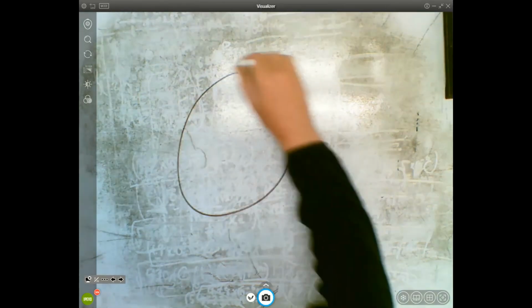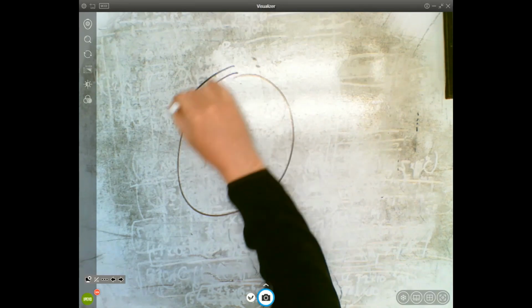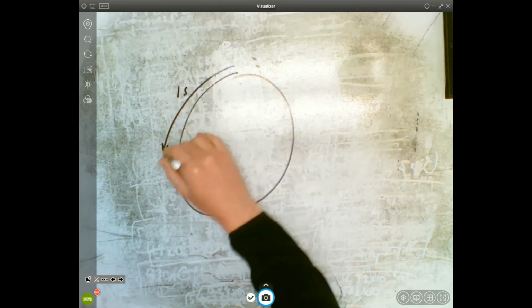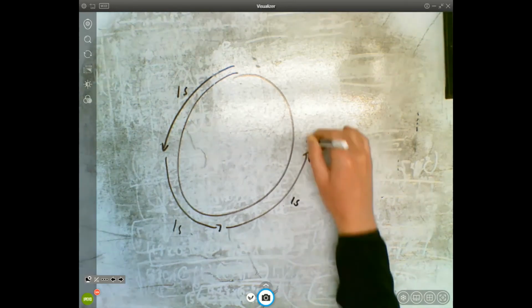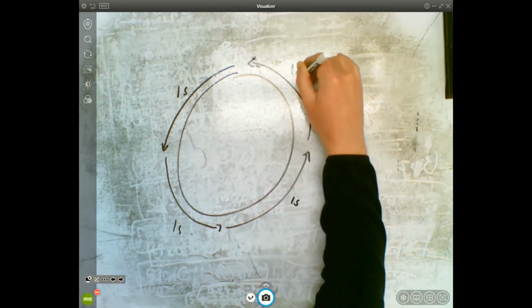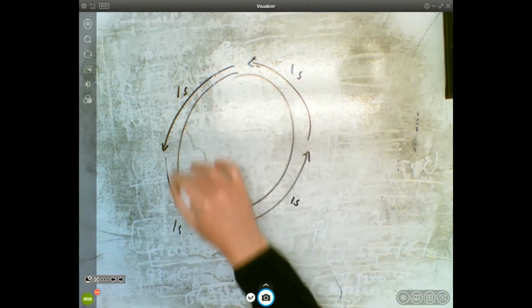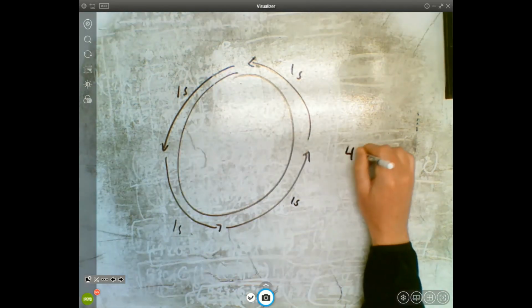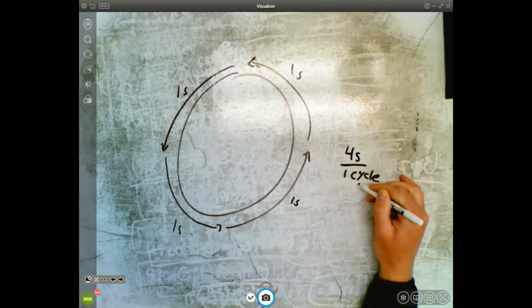So here's my racetrack, right? And what it's saying is that it's going to take 4 seconds. So this will take 1 second, this will take 1 second, this will take 1 second, and this will take 1 second. So if I'm talking about period, I want to know it takes 4 seconds to do 1 cycle, right? How many seconds it takes to do 1 cycle.